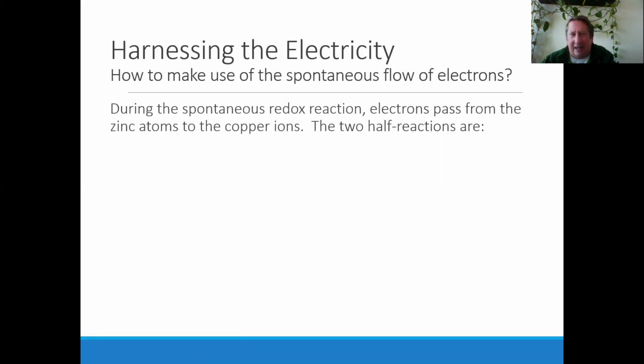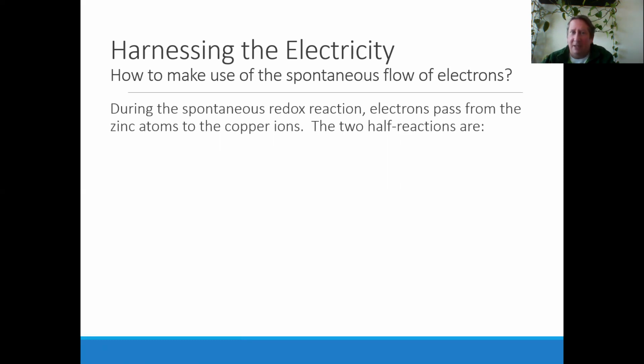So how do we actually get in there and use the spontaneous redox reaction to generate electricity? Keep in mind grade 9 science. What is electricity? It's the movement of charge. Usually we think of it as the movement of electrons through a wire, but more generally, it's the movement of charge. If you have charged particles moving in one direction, then there's an electric current flowing.